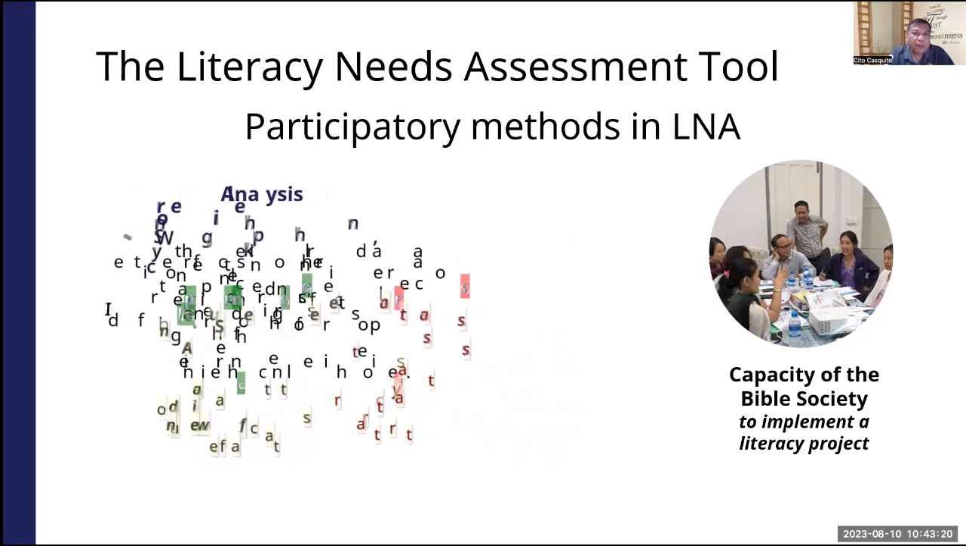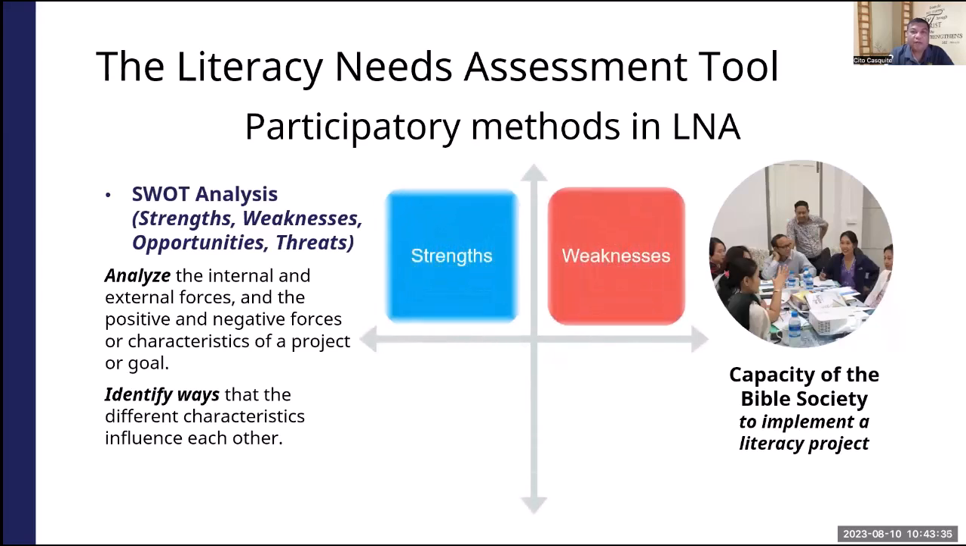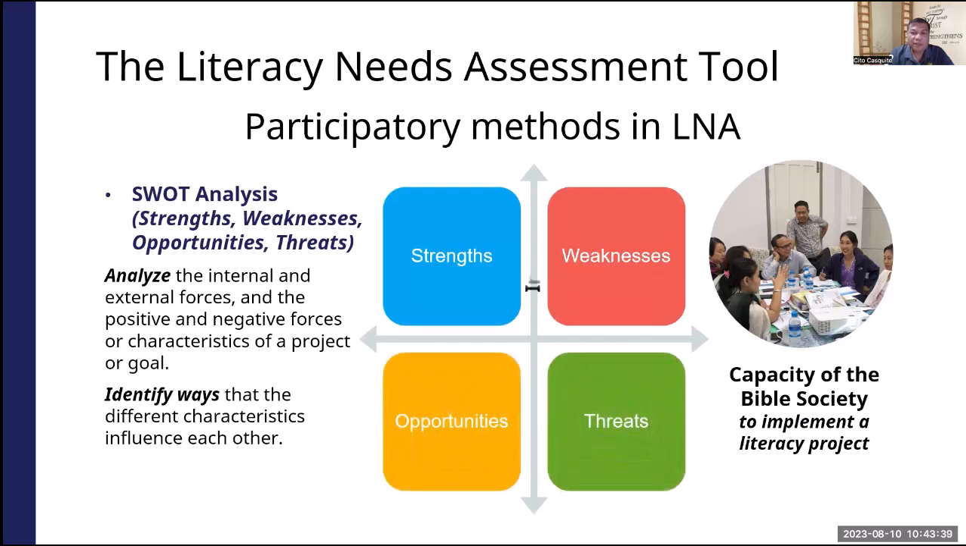And another one is the more popular SWOT analysis, identifying the strengths, weaknesses, opportunities, and threats. It helps the group to analyze the internal forces as well as the external forces. So, for example, we have four quadrants here, and the first two quadrants on top deal with the strengths and the weaknesses of the language community or the organization.